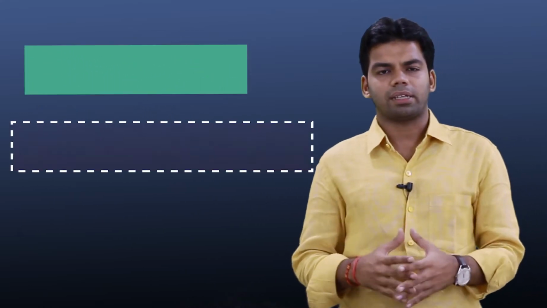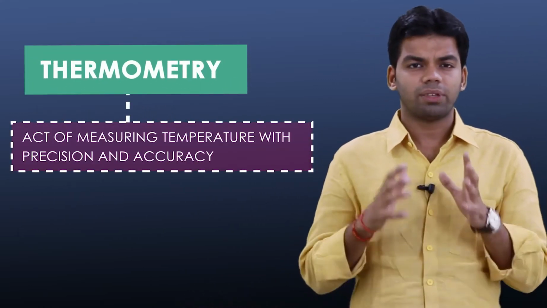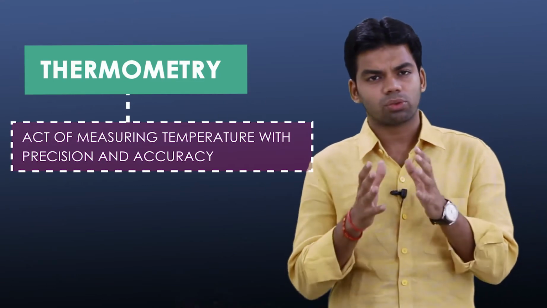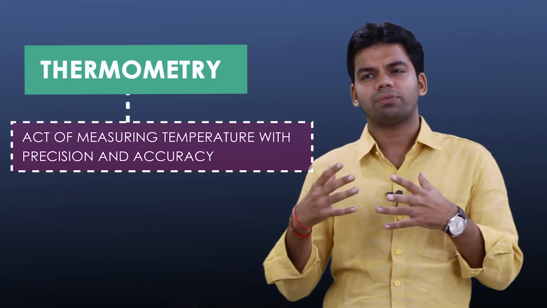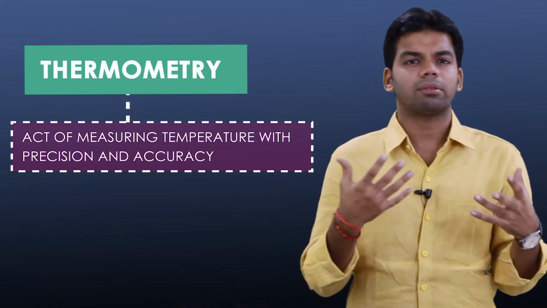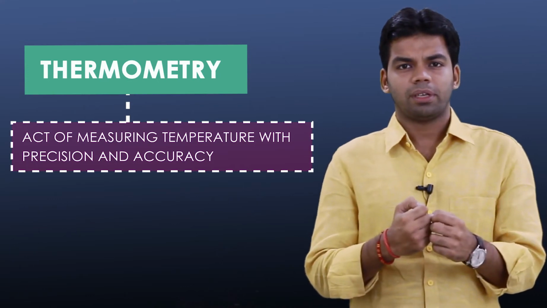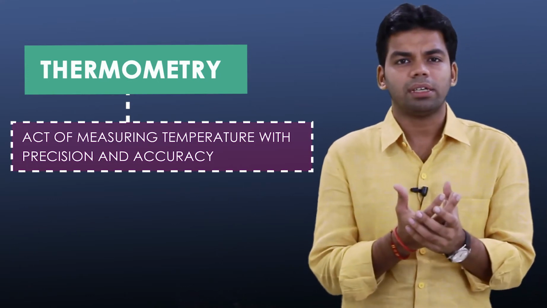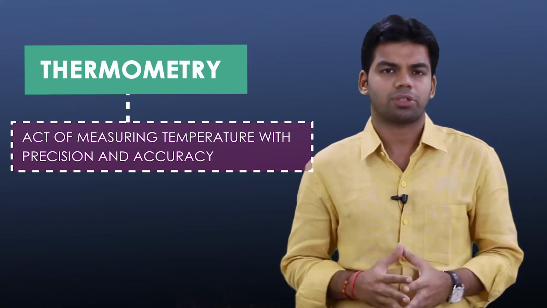Next is thermometry. Now what is this thermometry? Thermometry is the act of measuring temperature with precision and accuracy. Whenever the temperature is measured, it is measured with reference to a certain property. That property changes with respect to temperature, and with the help of that change in property we can determine the change in temperature. This is how any thermometer functions.